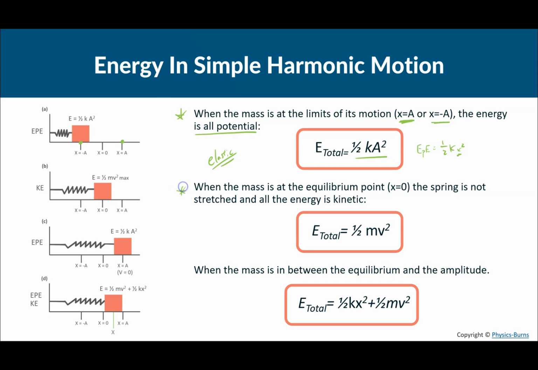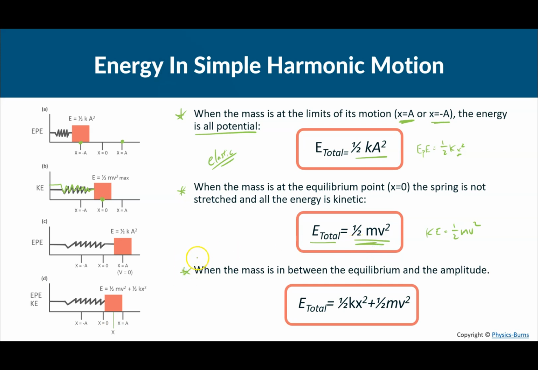Okay, next part. When the mass is at the equilibrium point, the spring is not stretched and all the energy is kinetic. So right here, it's not stretched at all. This is the fastest that it's going, and that means that all of the energy is kinetic energy. So the total energy is just kinetic energy. And if you remember, kinetic energy is equal to 1/2 mv squared, just like this is showing.